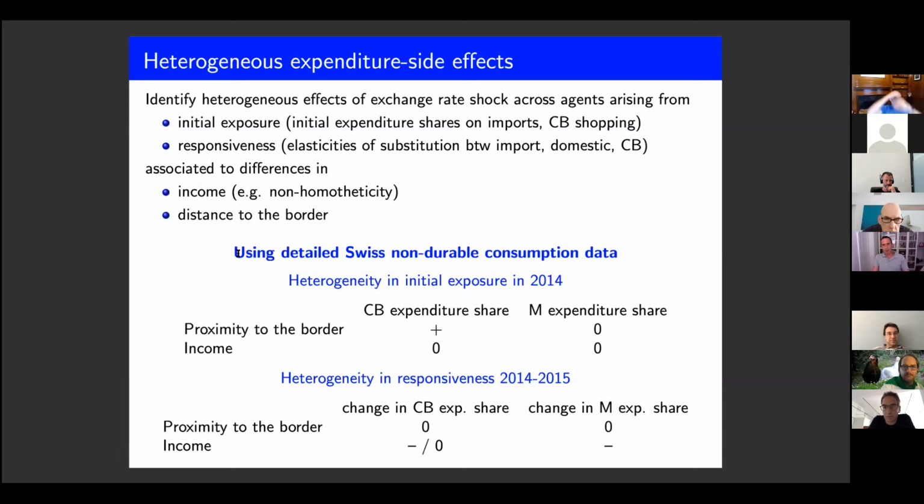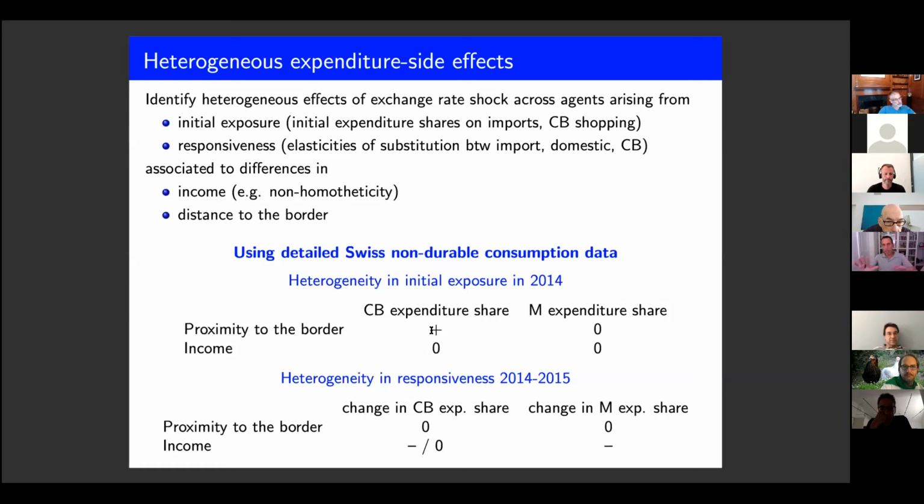So in particular, let me give you a preview, using this scanner data that I'm going to describe in a second for non-durable consumer goods. So let me tell you what we find in terms of initial exposure. This is in 2014 before the shock. In terms of proximity to the border, we find that households that are closer to the border do more cross-border shopping, they have a higher cross-border expenditure share, but the import share doesn't really vary systematically with distance to the border. In terms of income, for the categories that we observe, there's really no significant difference across income groups. So the import share for the goods that we observe is not correlated with income in the households. Okay, so the key degree of heterogeneity in terms of exposure is distance to the border.